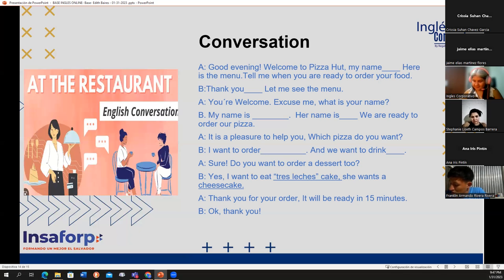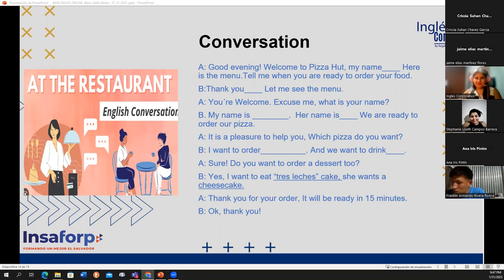Tacos of beef, sesos, chorizo, and chicken. Okay, I want to order tacos of chicken, and I want to drink a soda, please. Sure. Do you want to order a dessert too? No. Wait a minute, okay? Okay. No, I don't want a dessert. Thank you. Everything is fine. Sure.